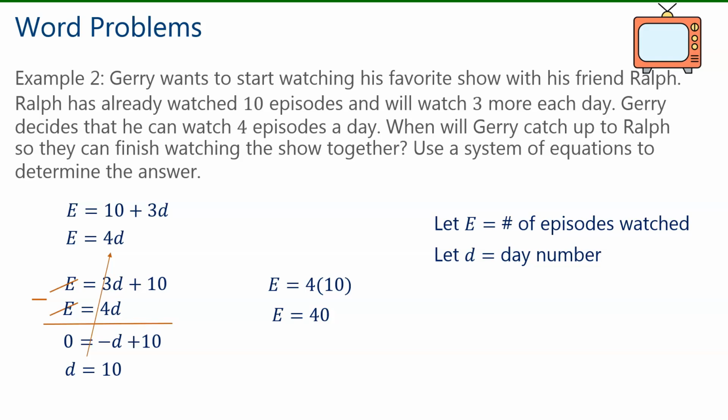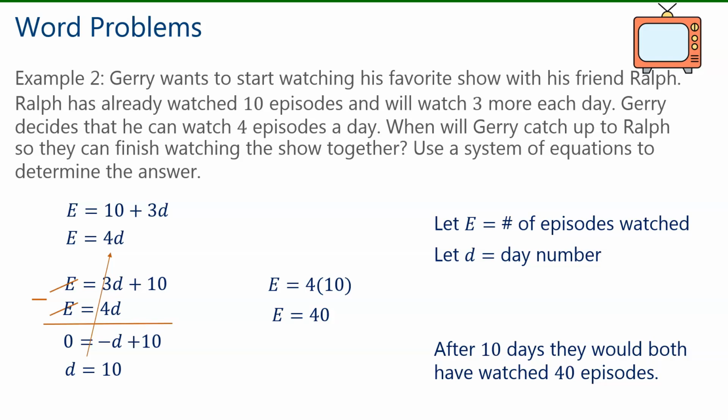So what does that mean? Well, after 10 days, they both would have watched 40 episodes. So at this point, they have watched the same amount. So then they can start watching the show together after that.